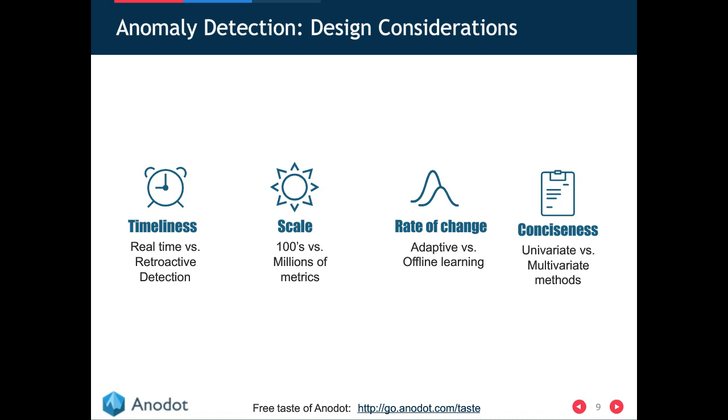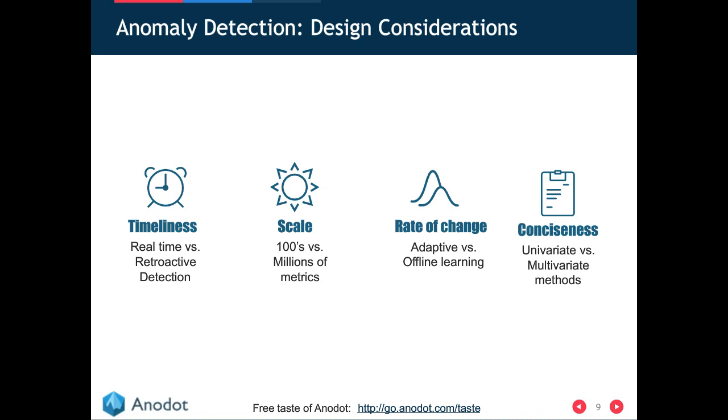The first one to ask yourself when you're designing an anomaly detection system is the timeliness. How fast do you need to detect an anomaly in your data? Is it real time or is it retroactive? And there are use cases for both, and it really changes what type of methods you're going to use.